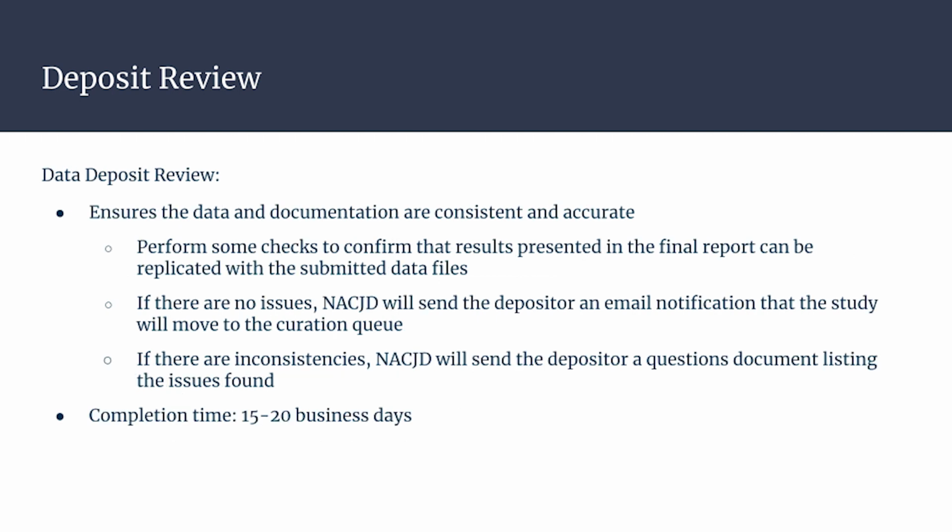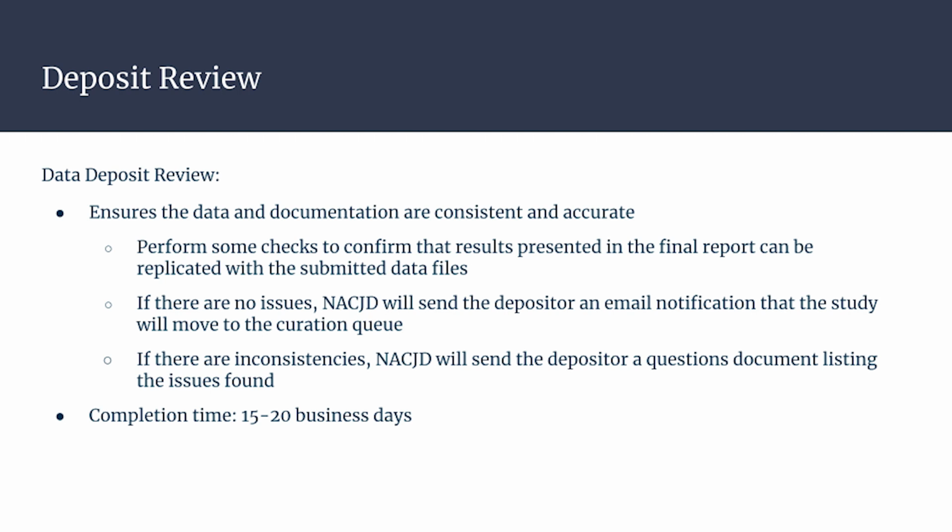The second review is a more in-depth review of your data and documentation to ensure that they are consistent and accurate. We do some checks to confirm that the results presented in the final report can be replicated with the submitted data files. If there are no issues with the data or the findings in the final report, NACJD will send an email to the depositor notifying them that their study is being moved to the curation queue.